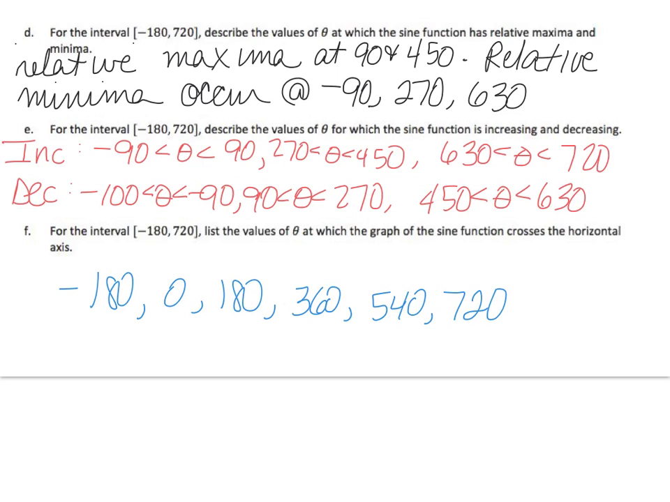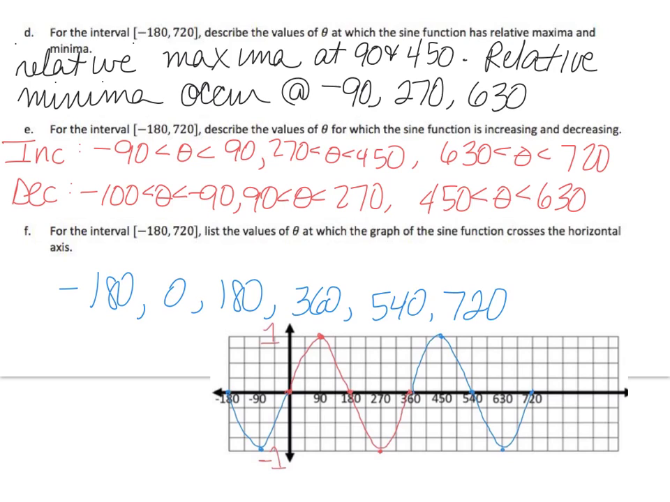If we look for the interval of negative 180 degrees to 720 degrees, which is the whole graph that we graphed blue and red, describe the values of theta at which the sine function has relative maxima and minima. So first of all, the relative maxima, which are the highest points, are at 90 and 450. The relative minima occur at negative 90, 270, and 630. I just squeezed a copy of that graph from a previous slide just to show you our maximums at 90 and 450, our minimums at negative 90, 270, and 630.